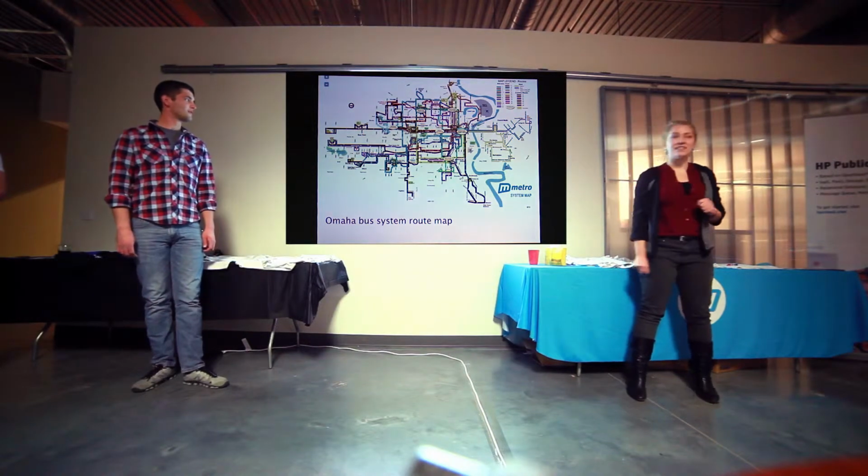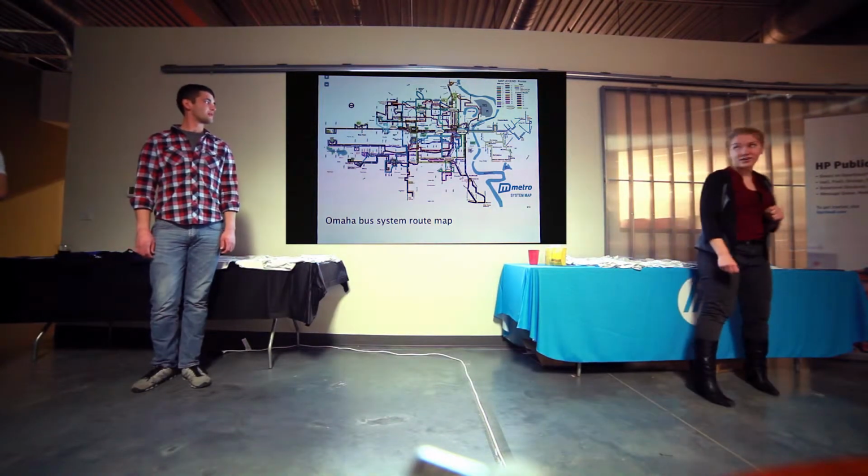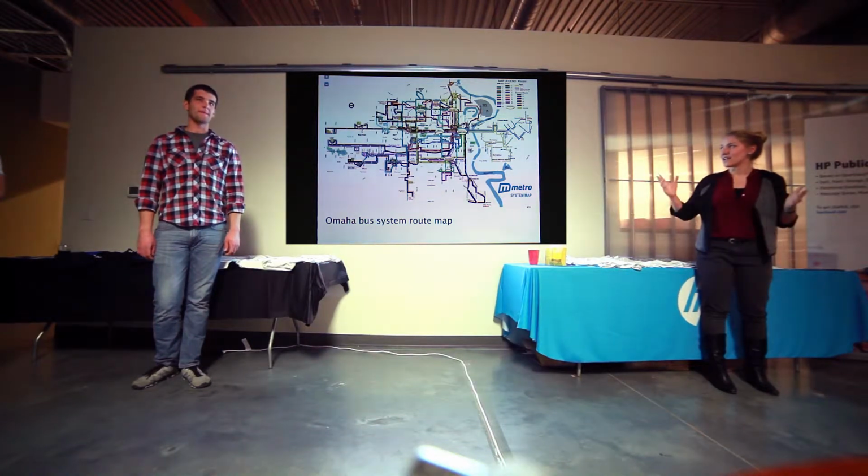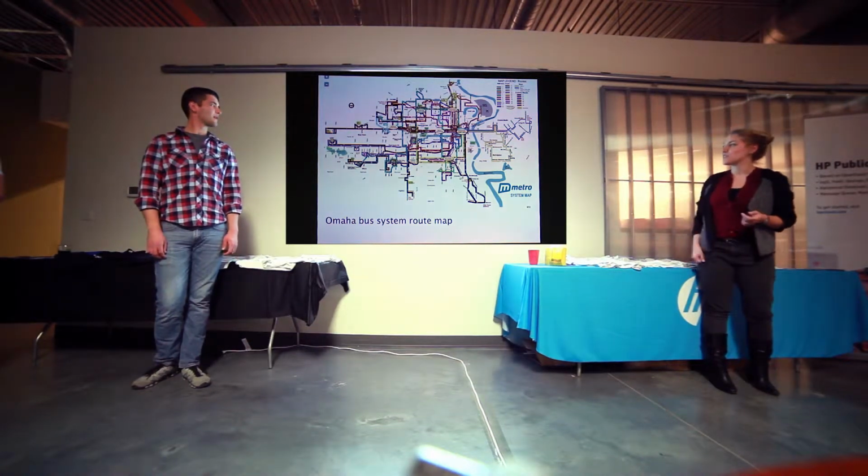Here you can see is a map of the bus routes in Omaha currently. They are color-coded. Each bus has its own color, and it looks great. You can see almost the outline of the city included here.